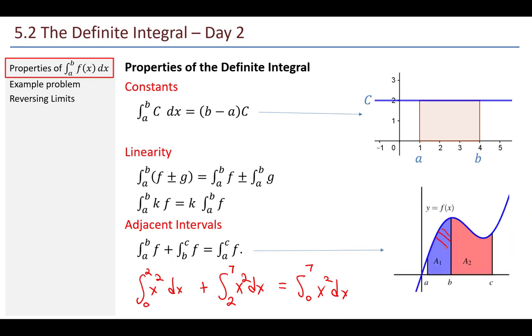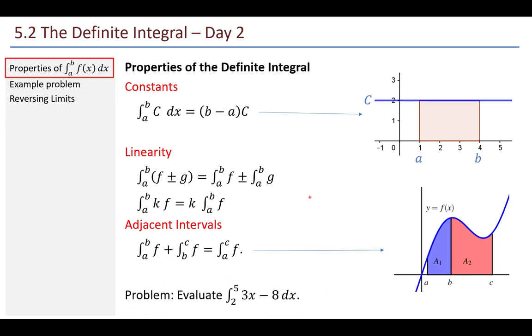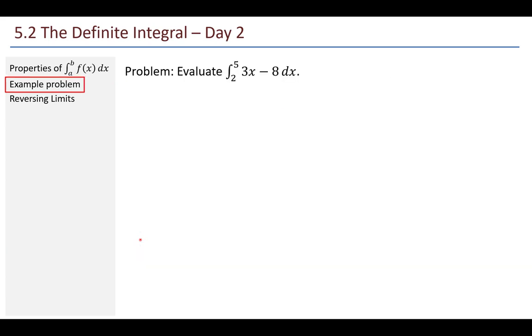So adding the integral from a to b plus the integral from b to c is really nothing more than the entire integral evaluated all the way from a to c. Here's an example problem. Evaluate the definite integral from 2 to 5 of 3x minus 8 dx. We'll solve this problem using our properties. Okay, there it is repeated again at the top of the screen.